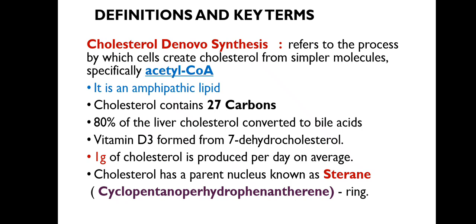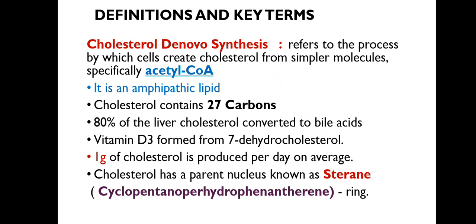All right. Now, you must also understand that basically 1 gram of cholesterol is produced per day on average. Now, I'm not talking about the cholesterol that we are going to eat from food substances. No, I'm talking about cholesterol being synthesized in the body in a natural way, in what we call cholesterol de novo synthesis, which we've defined as forming cholesterol from acetyl-CoA. So 1 gram of cholesterol is synthesized in the human body on average per day.